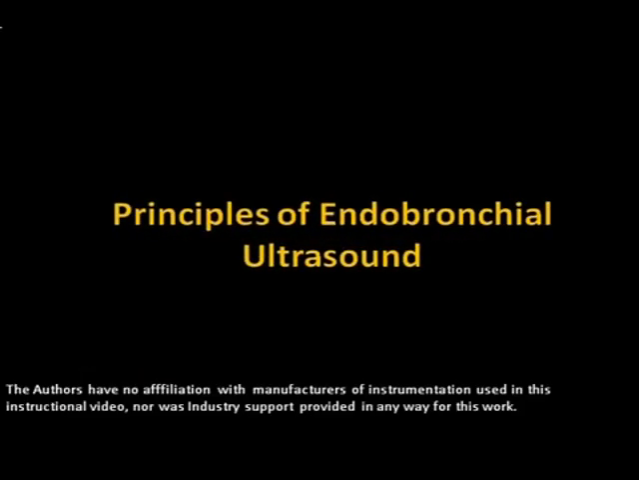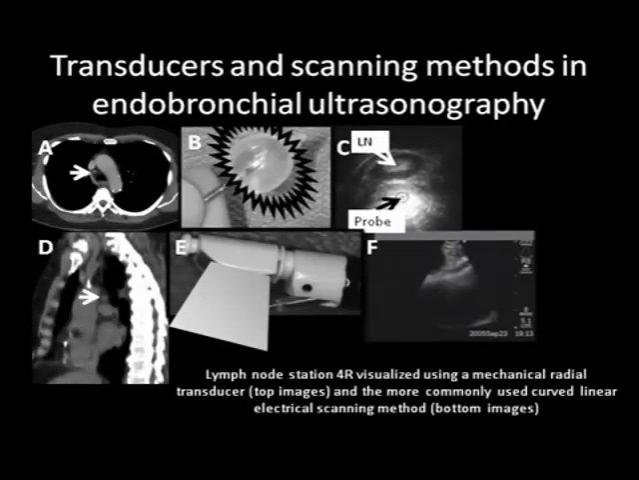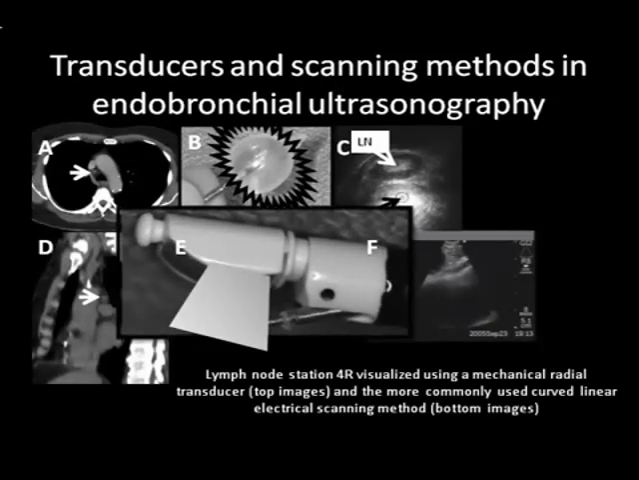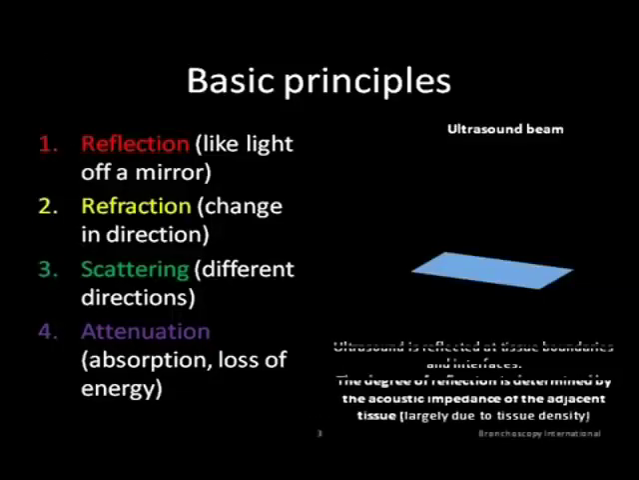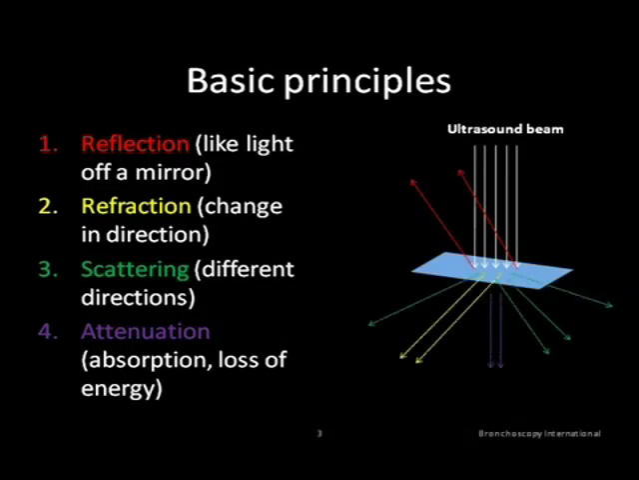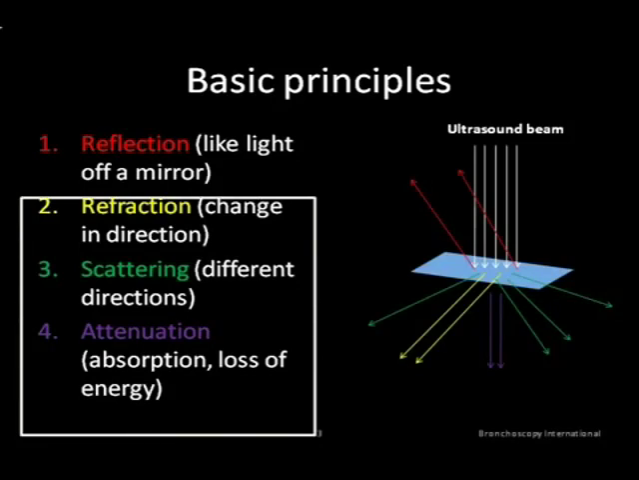In this instructional video, we will discuss principles of endobronchial ultrasound, image distortion, and quality image acquisition. The principles of ultrasonography are the same, whether imaging the abdomen, heart, blood vessels, pleura, or mediastinum, regardless of whether endobronchial ultrasound is performed using a radial or electronic curved array transducer. The ultrasound beam undergoes reflection, refraction, scattering, and attenuation as it passes through tissues. Each of these can affect image quality.